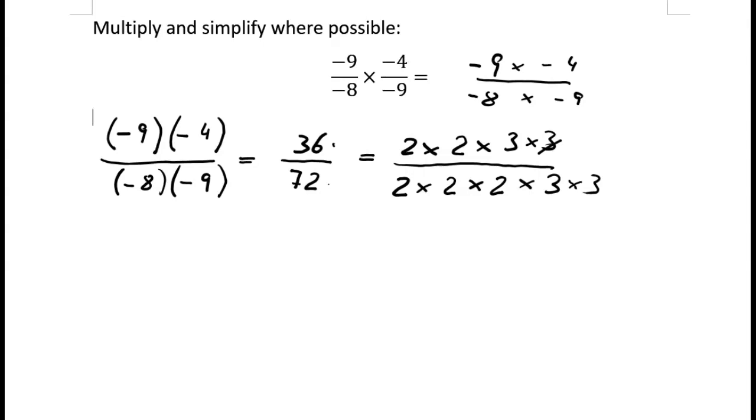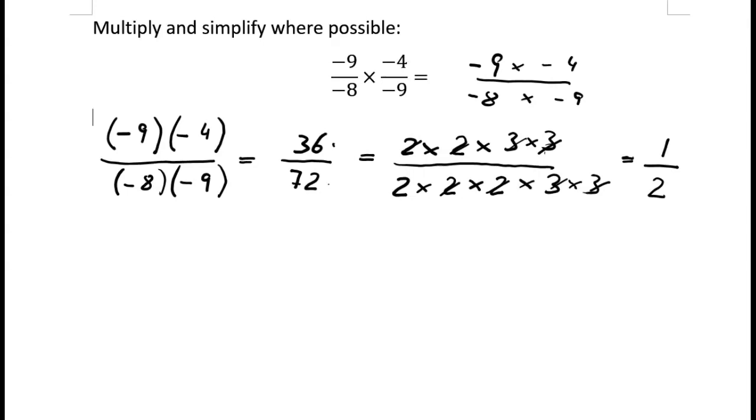So we can cancel the 3, this 3 can go, we can cancel that 2 here, we can cancel this 2 here, and against this one, and what we have got left is, well, we don't have anything in the numerator, so that would be a 1, over 2. So that would be the product of this multiplication.